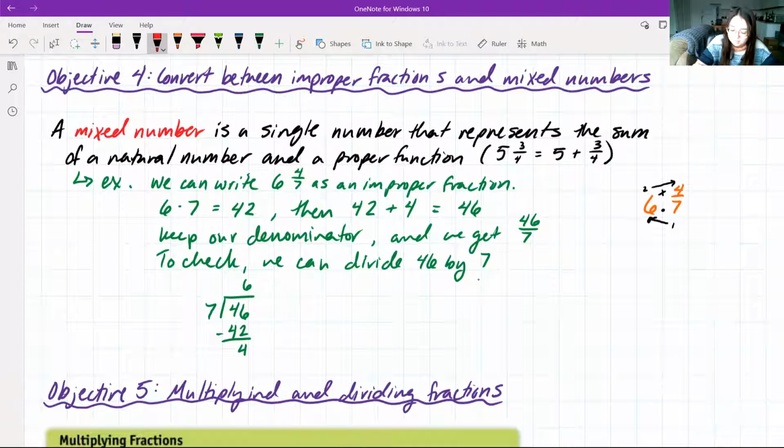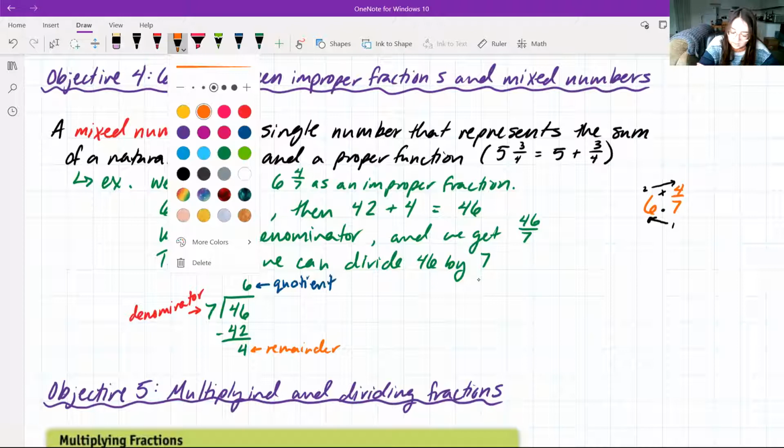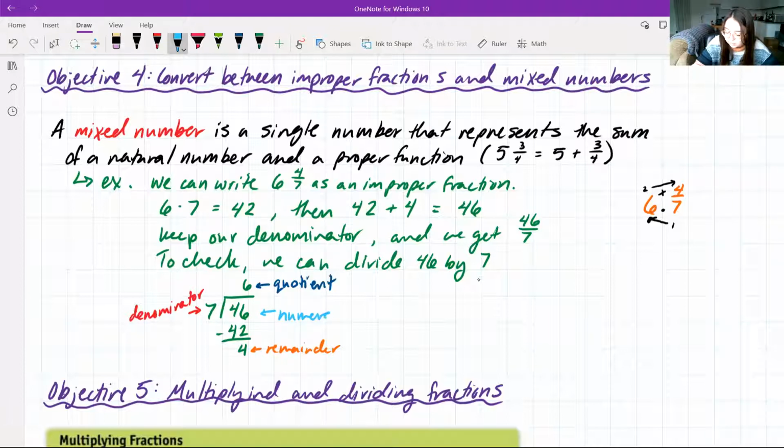So we can kind of label everything here. 7 is our denominator. 4 is our remainder. And 6 is our quotient. And lastly, 46 was our numerator. So now that we have divided out our numbers here, we write our final answer as the quotient, so 6, and our remainder divided by the denominator, which is 4 divided by 7.